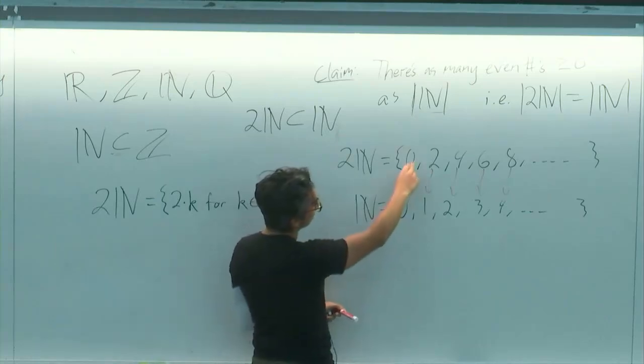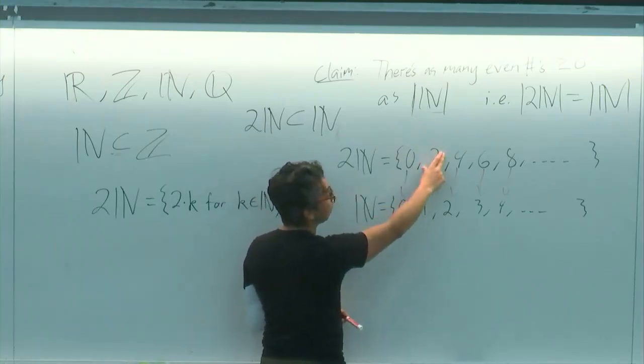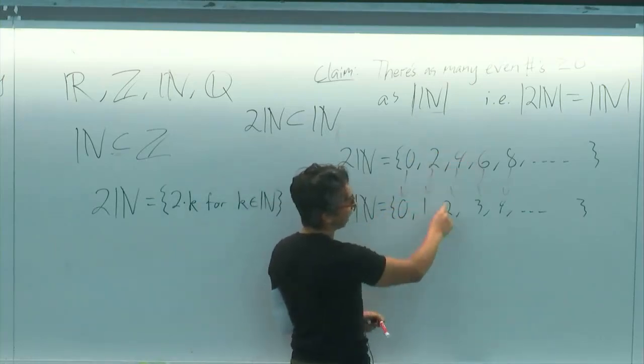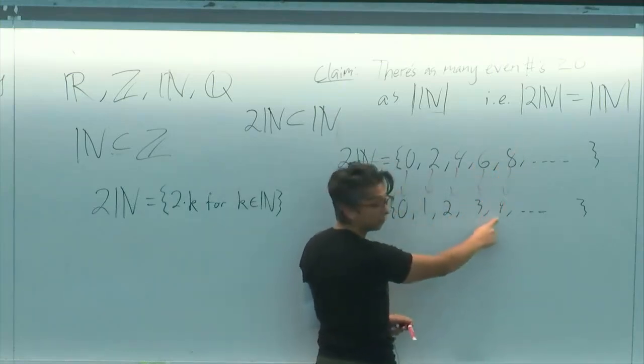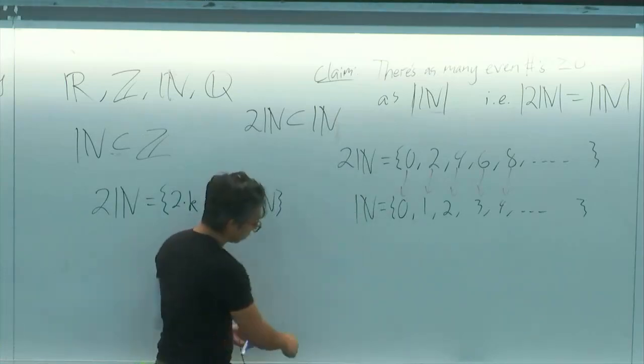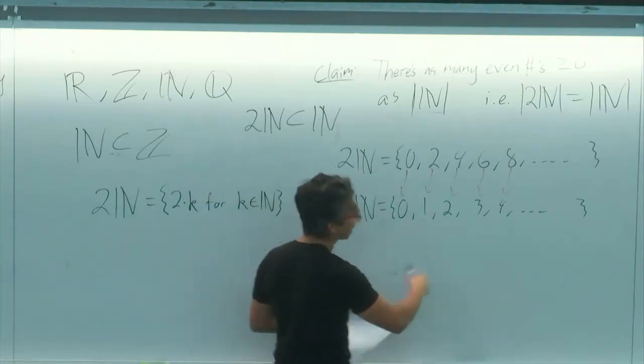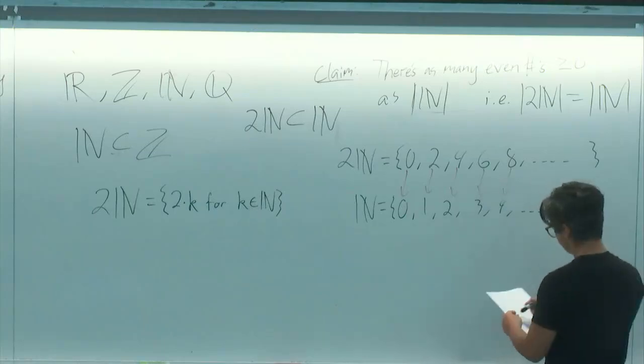We can just say 0 maps to 0, 2 divided by 2 gives 1, 4 divided by 2 gives 2, 6 divided by 2 gives 3, and 8 divided by 2 is 4. So what we have here, let's actually write out what the bijection is.